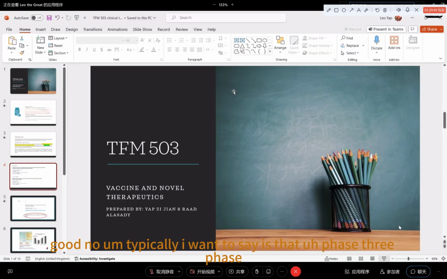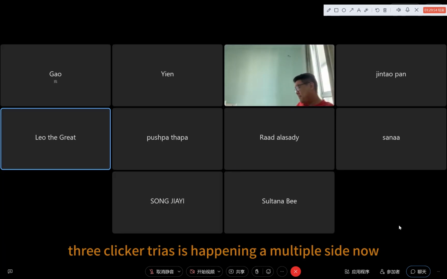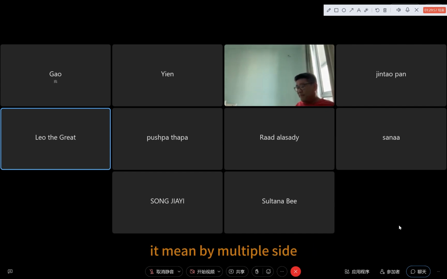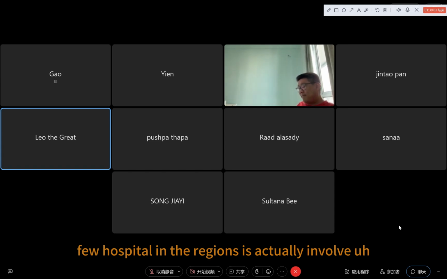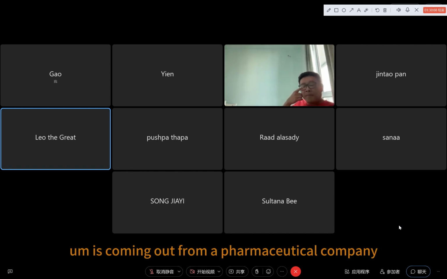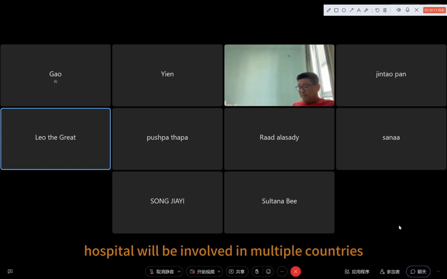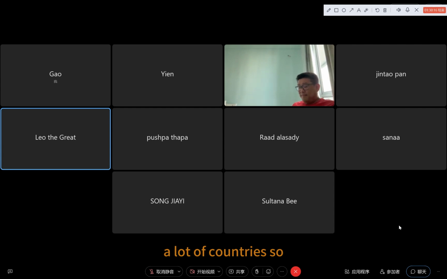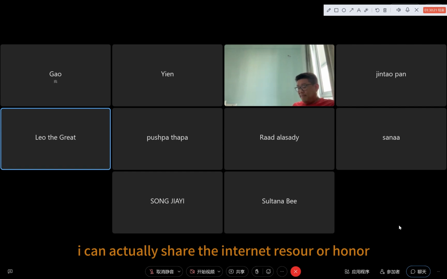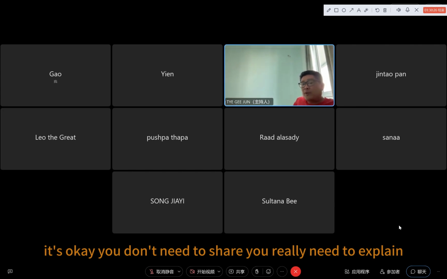Typically, what I want to say is that phase 3 clinical trials happen in multiple sites. What does multiple sites mean? It's not just a few hospitals in the region. It actually involves, let's say this drug is coming from a pharmaceutical company like AZ or Novartis. Probably the tested site hospitals will be involved in multiple countries, a lot of countries. If you like, I can share the internet result. Hold on. It's okay, you don't need to share, you only need to explain.